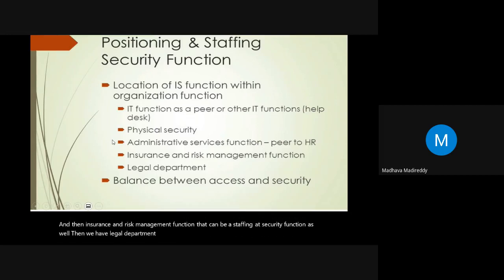For positioning and staffing, the idea is to get the balance between access and security. That means if you want to have more security, then you need to compromise access. Just like if you want to have more access and everybody should have easy access, that means security is compromised. So the idea is to get the balance, right?